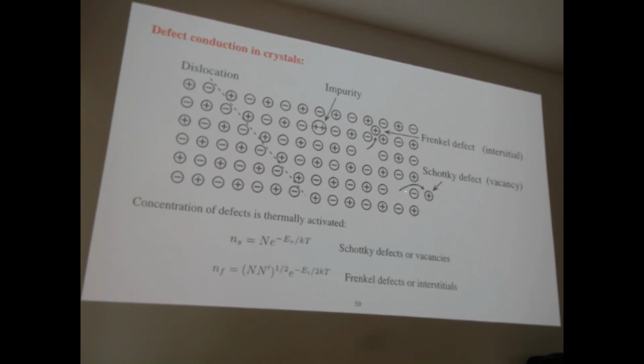Or I can leave a hole where a cation should be, and that's called a Schottky defect. And the number of these defects goes up exponentially with temperature, with a Boltzmann relationship. So that's the exponent of some activation energy divided by Boltzmann's constant times absolute temperature. So as you heat a crystal up, you create more defects as you increase the energy of the system.